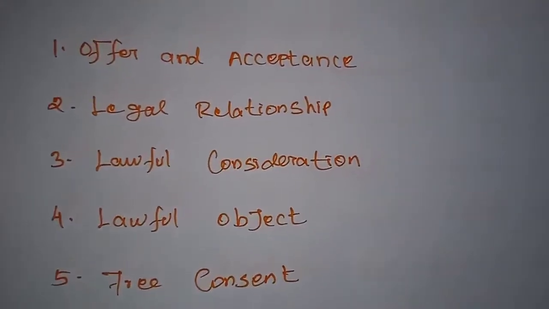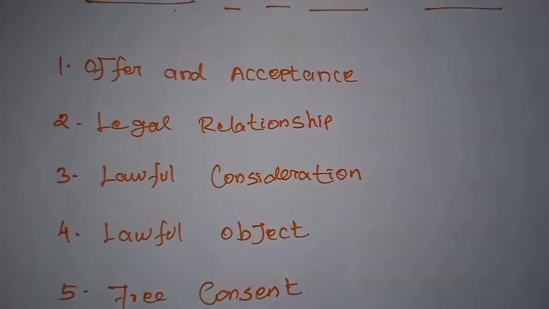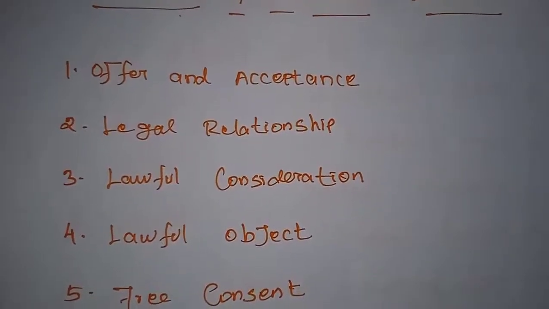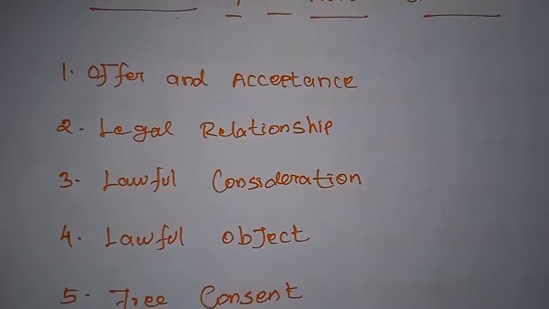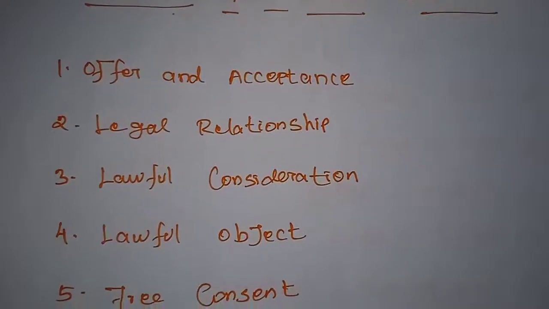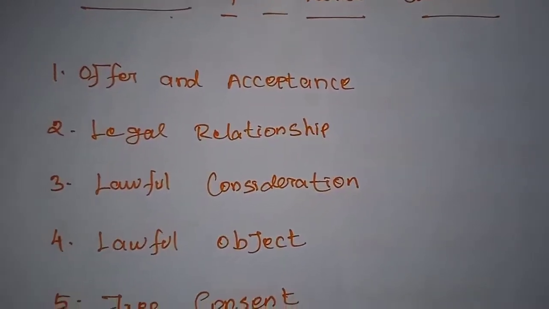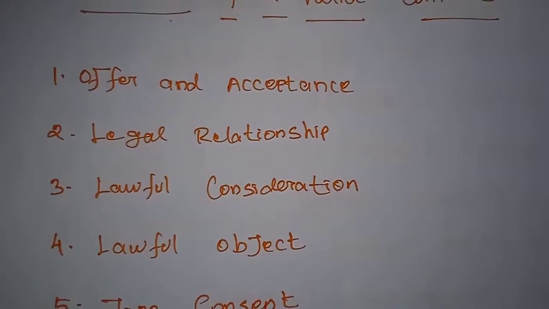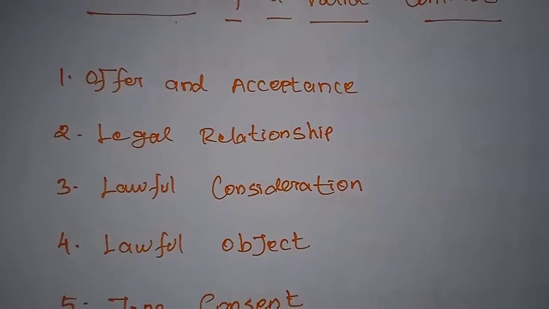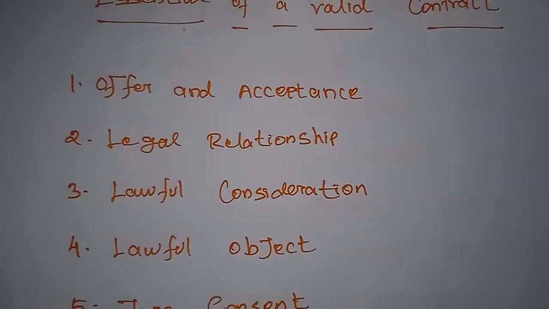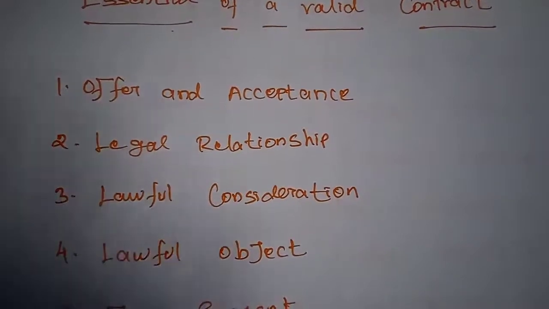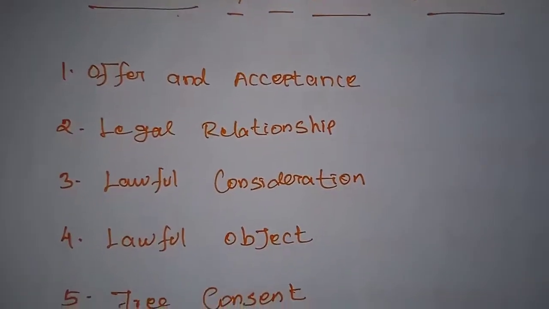Next, legal relationship. The two parties must have the intention to create a legal relationship between them. An agreement of a social or domestic nature is not at all a contract. So if two parties want to make an agreement, a legal relationship has to be arranged. By the intention only, the two parties have to come to an agreement.